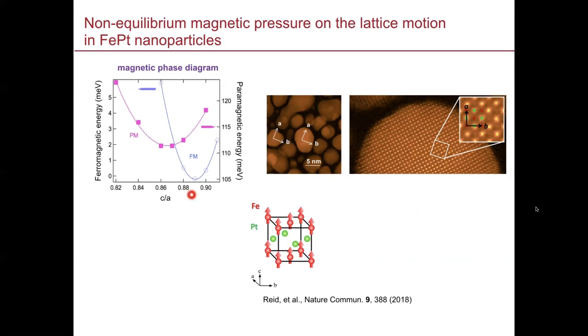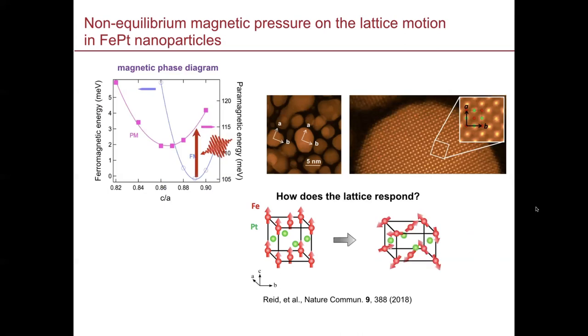And this is a ground state calculation from Peter and company that use a ferromagnetic ground state and a paramagnetic ground state, and it kind of indicates that the C over A ratio for this lattice, so C and A is shown here, is very different for the two magnetic states.